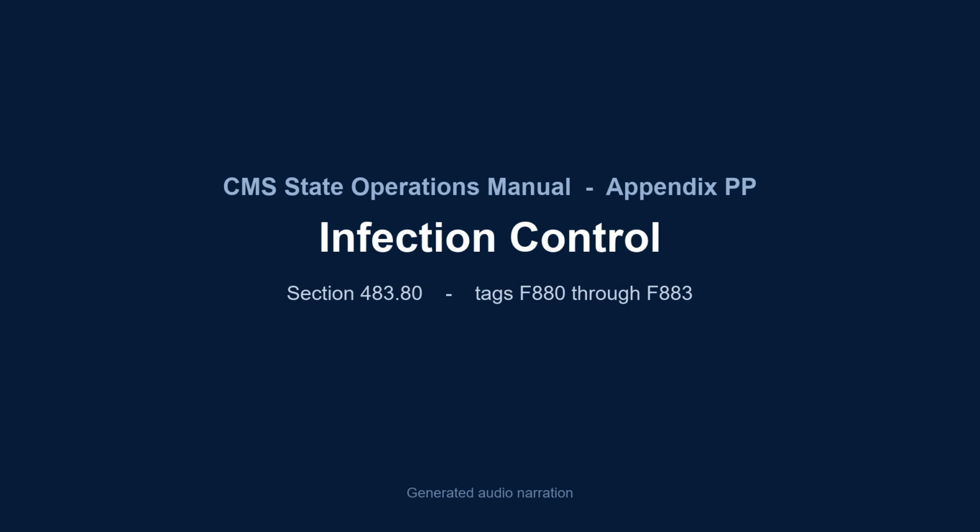Tag F881. Section 483.80(a) Infection Prevention and Control Program. The facility must establish an Infection Prevention and Control Program, IPCP, that must include, at a minimum, the following elements. Section 483.80(a)(3) An antibiotic stewardship program that includes antibiotic use protocols and a system to monitor antibiotic use.